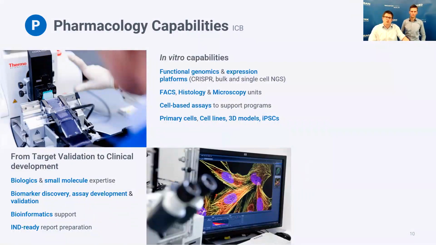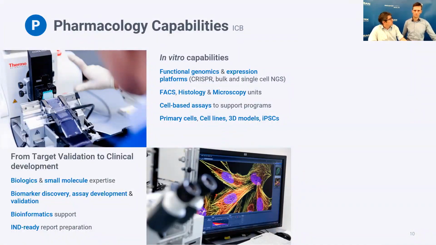Coming more to the in vitro activities, we have a functional genomics and expression platform using different CRISPR techniques for different purposes, even screening approaches. We can do bulk and single cell next generation sequencing, and actually we are also a service provider for 10x Genomics. We have a FACS, histology and microscopy unit.